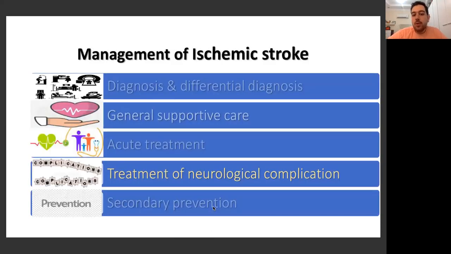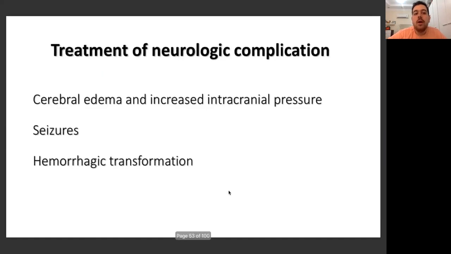Okay, so after we treat acute stroke, we need to manage the neurological complications. What are the complications that can happen because of a stroke? Seizures, hemorrhagic transformation, and cerebral edema. We've talked about hemorrhagic transformation. The vessels and the neurons are already ischemic and very weak. At any time, the blood vessels can break open and the hemorrhage can occur.